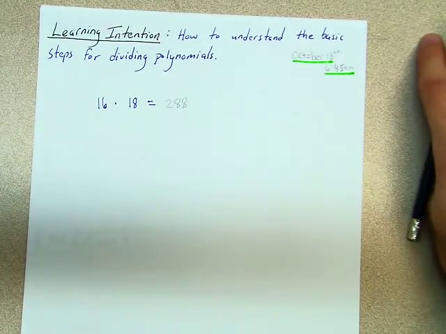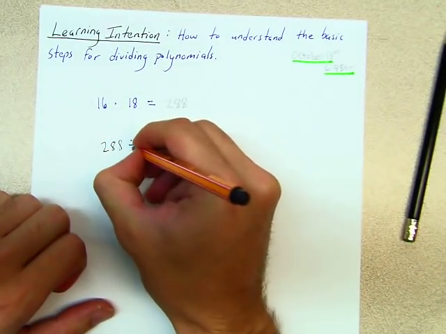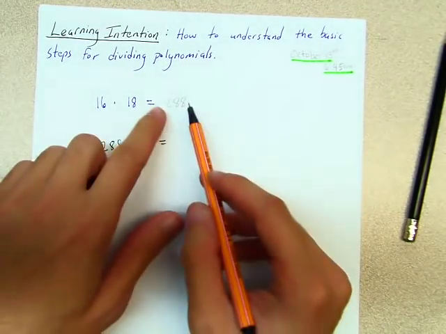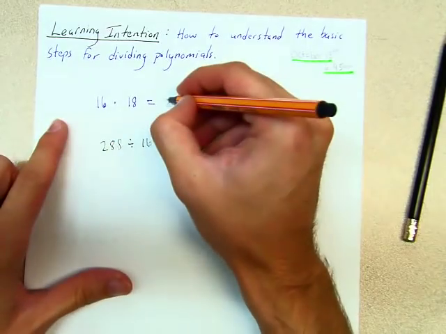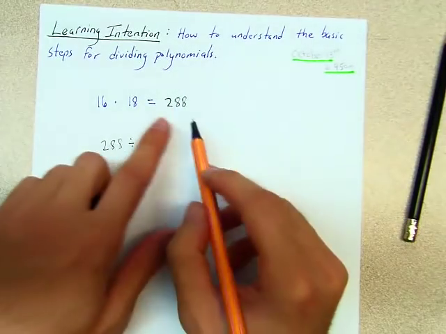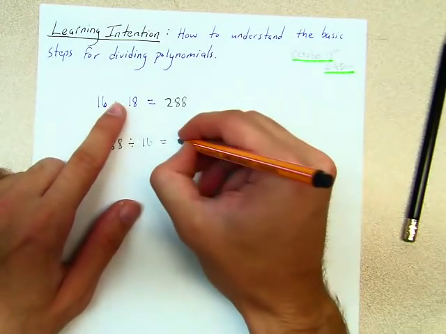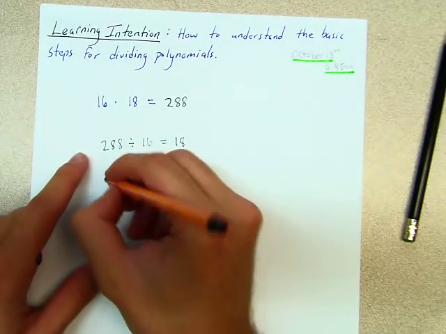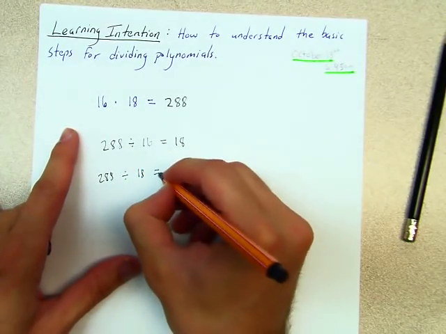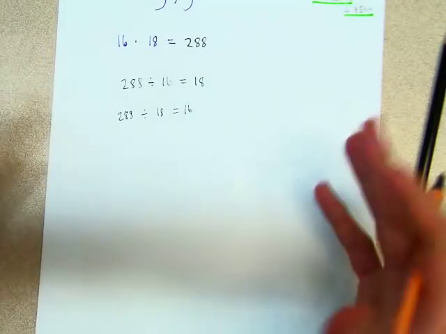And one thing that we notice is that if you take 288 divided by 16, you have to get 18. If you take this 288 divided by this 16, it has to give you 18, yeah? And if you take this 288 and you divide it by 18, it'll give you 16, okay? This is just basic properties of division.